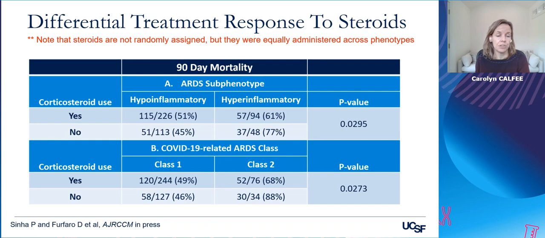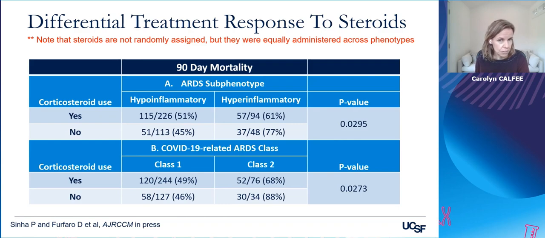Well, we found that if we use the typical ARDS phenotyping strategy, patients in the hypoinflammatory group seemed to do worse with steroids, higher mortality at 90 days, in contrast to the hyperinflammatory group, where mortality was lower in patients treated with steroids. And this p-value here is the p-value for interaction, treatment interaction, meaning that the effect of the treatment differed on the basis of phenotype.